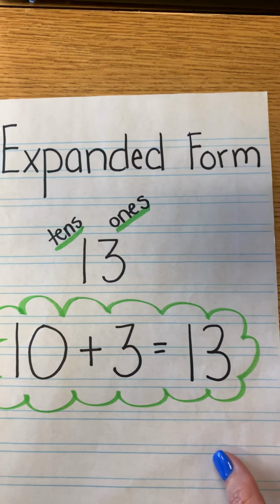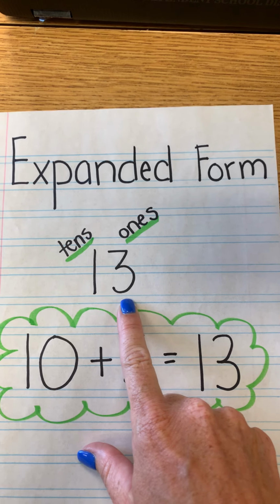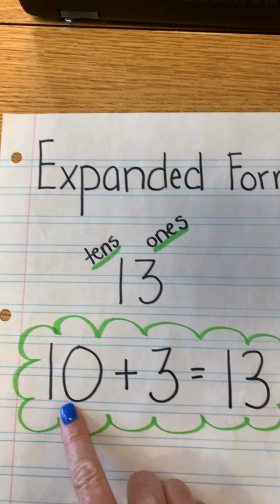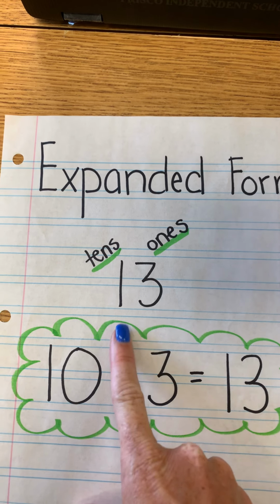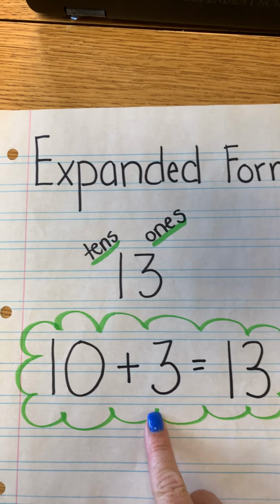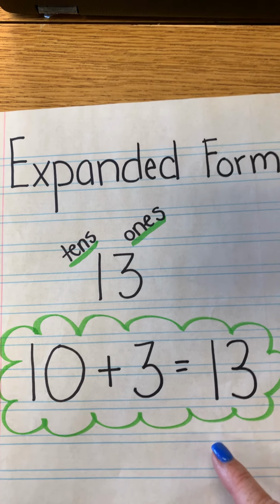Our next form is going to be the expanded form. Okay, again, I have my 10s and I have my 1s. So if I were to expand that out, break it apart by place value, I would start with 10. Okay, that represents here, there's a 1 here, so that's a 10, plus 3. Okay, my 3 ones equals 13.